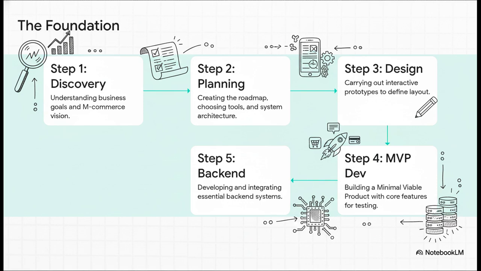Then comes planning, where you create the blueprint. After that, design, where you make interactive prototypes so you can see and feel how the app will work. Next up is building the MVP, or minimal viable product. Think of it as the most basic, bare-bones version of the app that you can give to real users to test. And finally, you have to build the back end. That's the server, the database, basically the entire brain of the operation.